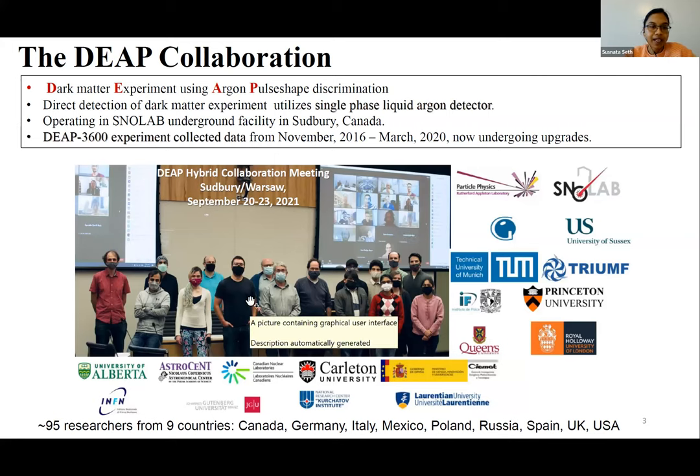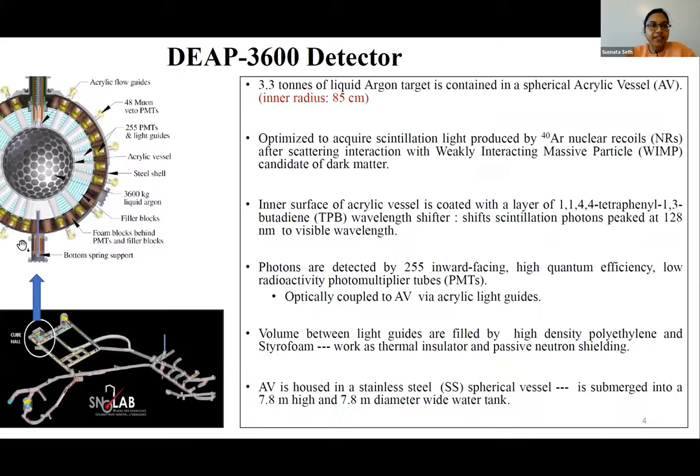And we had about 95 researchers from 9 countries working in this collaboration. So in that slide, I have shown the cross-sectional view of our detector, and this is the experimental site. So we have 3.3 tons of liquid argon target, which is contained in a spherical acrylic vessel.